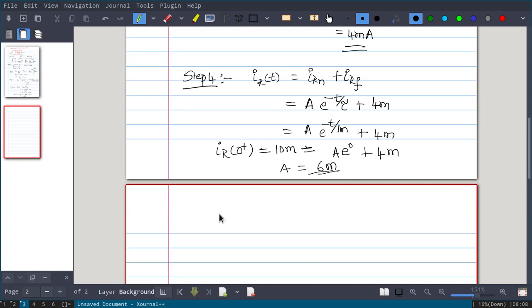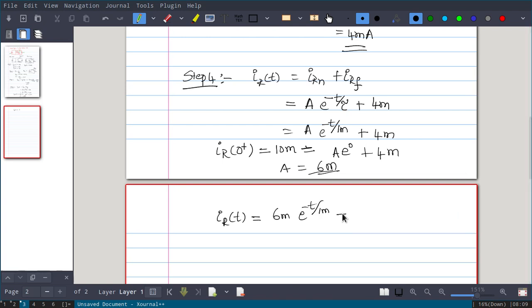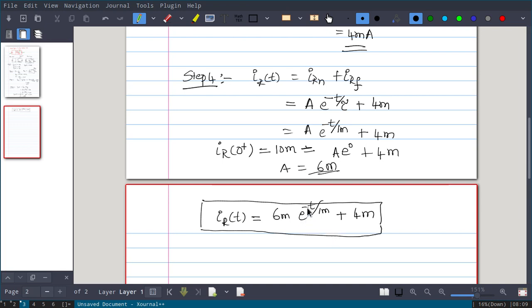Now if you substitute in the main equation, IR of t equals 6 milli times e power minus t by 1 milli plus 4 milli. Now substitute t equal to 0. What current are we expecting? At t equal to 0, we are expecting a current of 10 milliamp. e power 0 is 1, so 6m plus 4m is 10m. But as t increases, the decay term becomes smaller and this 6m finally becomes 0, and only 4 milliampere remains. So the IR final value is 4 milli, but the initial value is 6m plus 4m, 10m. Okay, that's it.